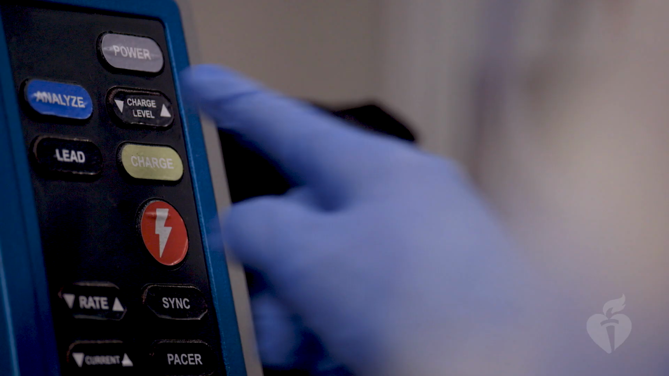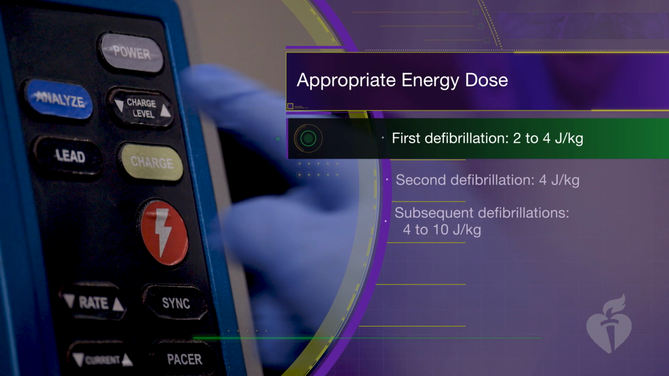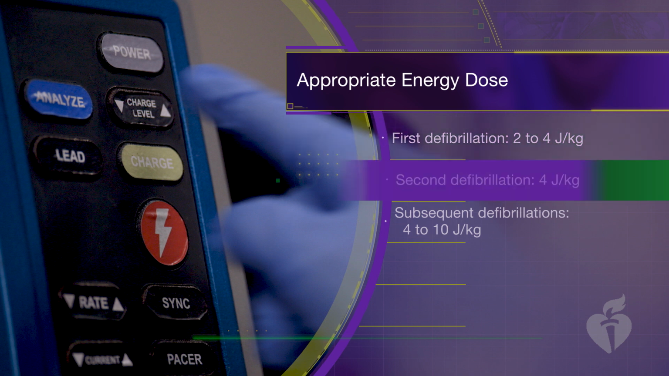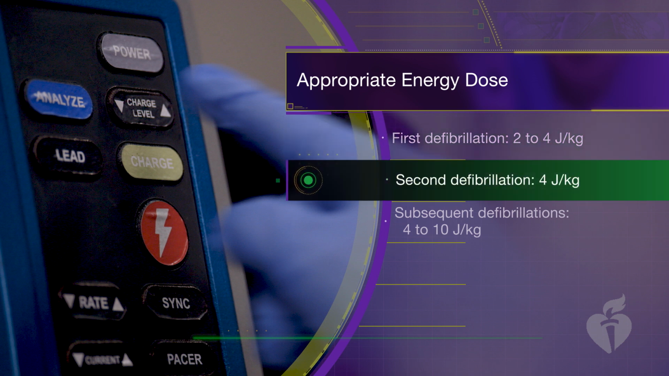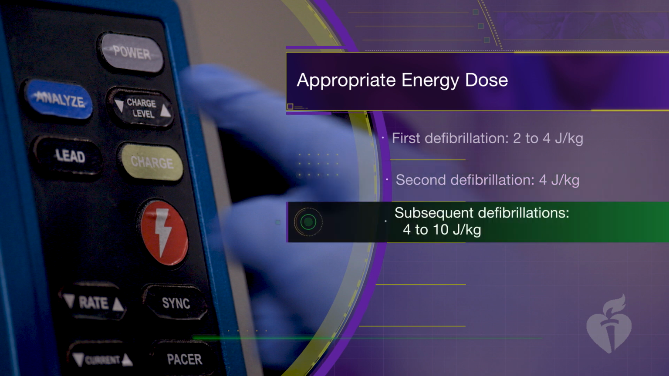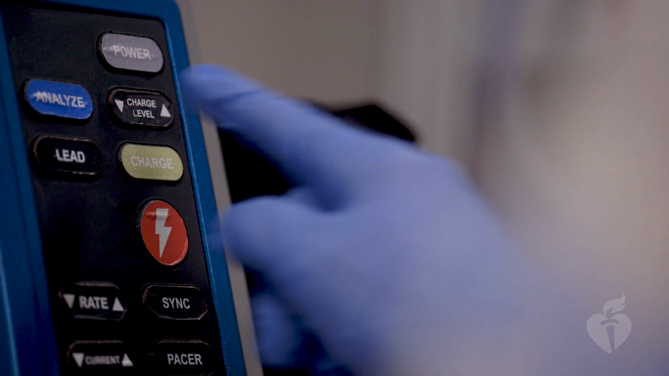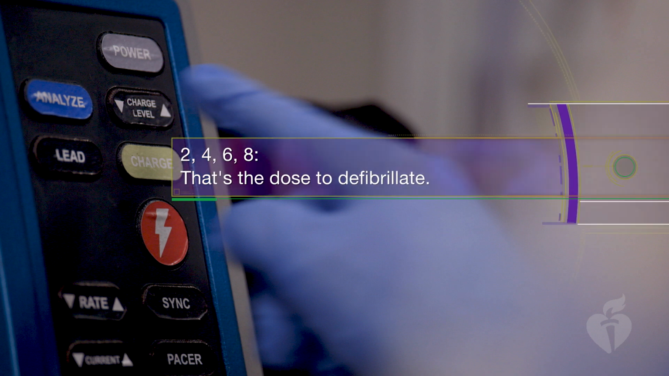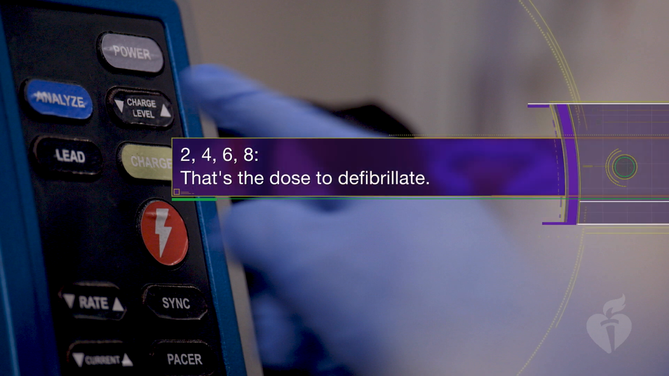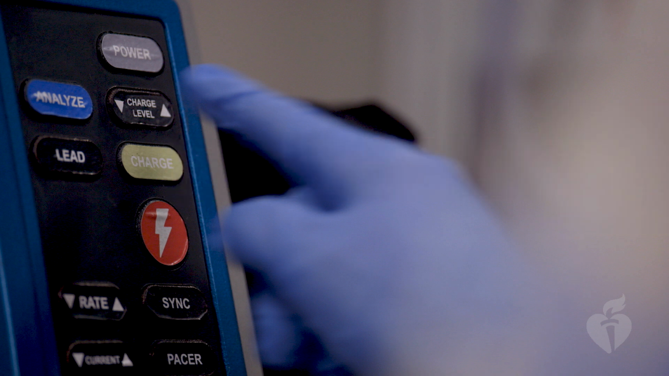For defibrillation, select the appropriate energy dose. For the first defibrillation, choose an energy dose between 2 and 4 joules per kilogram. For the second defibrillation attempt, select an energy dose of 4 joules per kilogram. If additional shocks are needed after the second shock, doses of up to 10 joules per kilogram may be used. A general memory aid is 2, 4, 6, 8. That's the dose to defibrillate. Again, this is a general approach and not absolute.